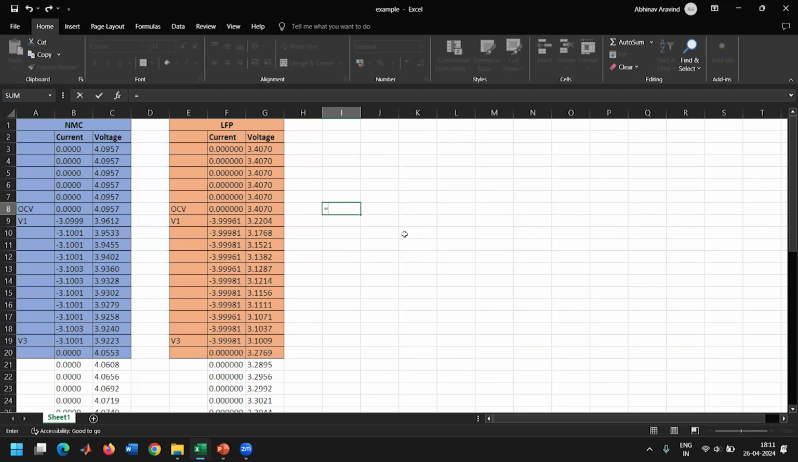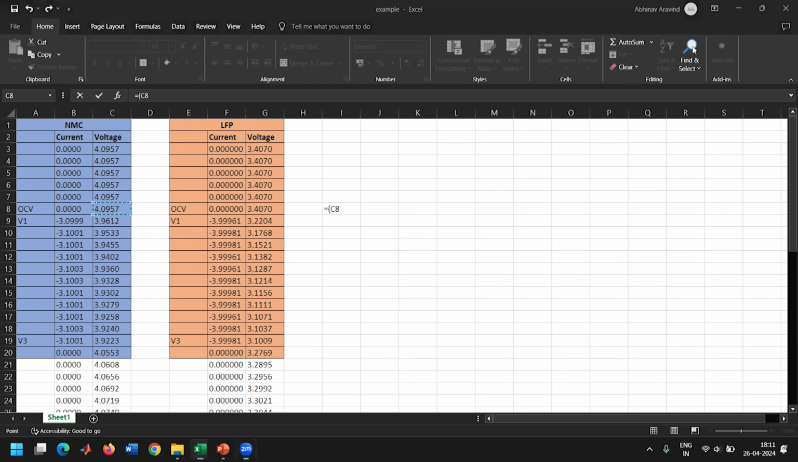So if I take this particular value that you see here, this value is basically what is called OCV, open circuit voltage. Okay, so this is the voltage just before the current pulse is applied. You can see here the corresponding value of current is 0. So at 0 amps, the measured open circuit voltage is 4.09 volts.